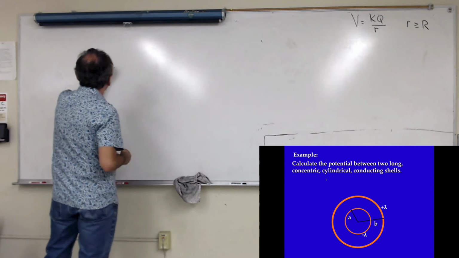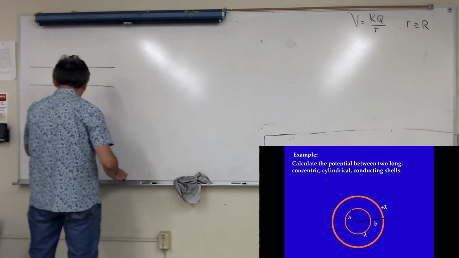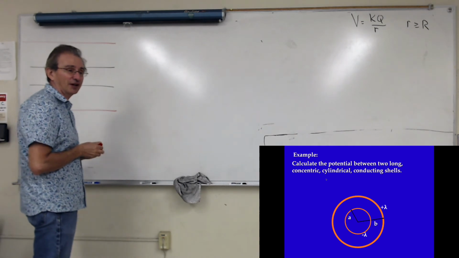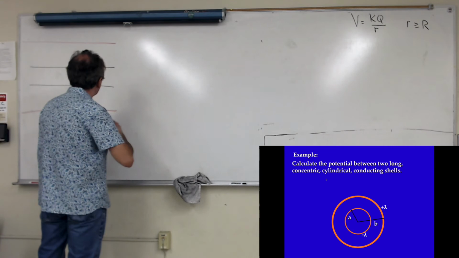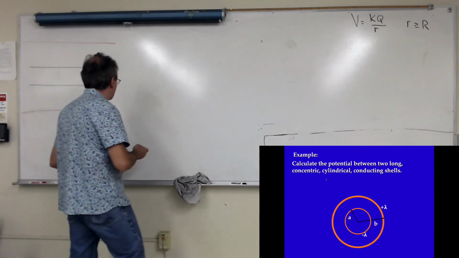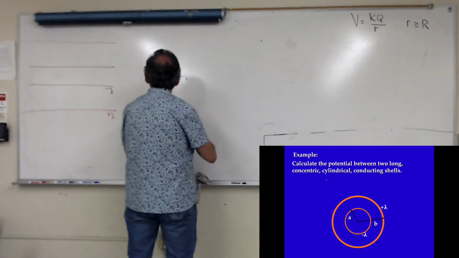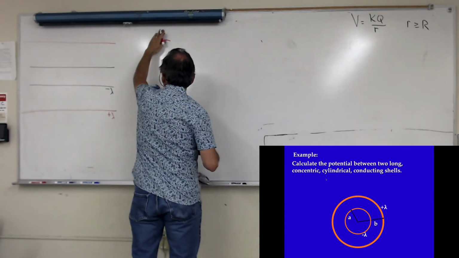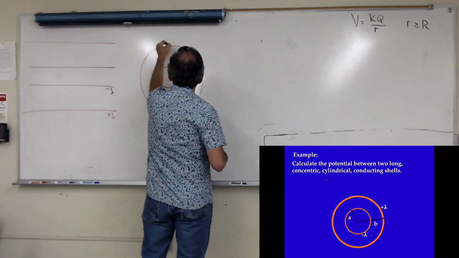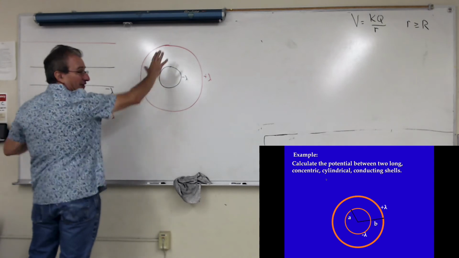I'm going to draw two views of this, pretending they're infinitely long. The inside is negatively charged, and the outside is positively charged. So there are two concentric shells. This shows you one view from the side, and this is from the end.